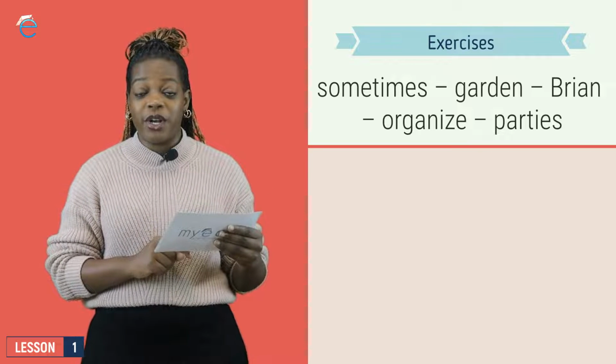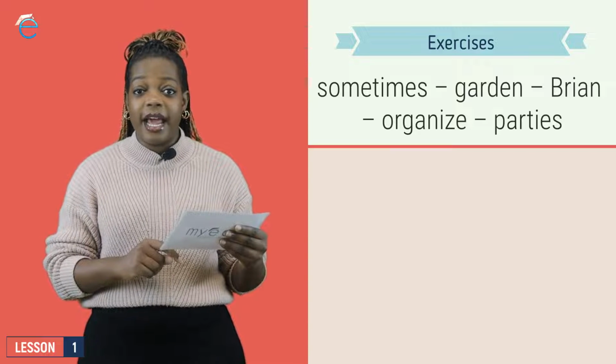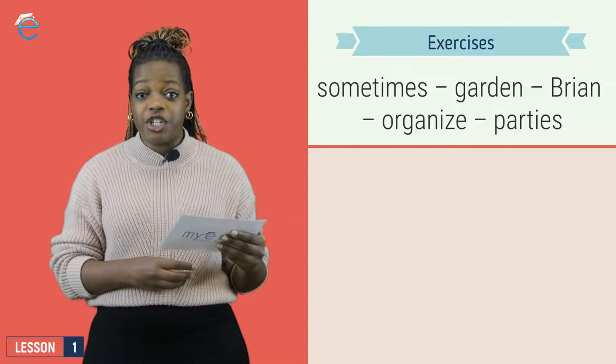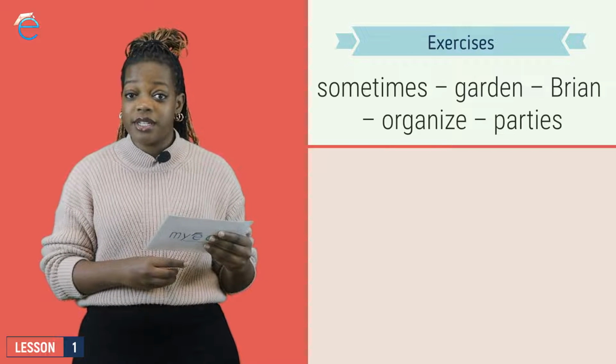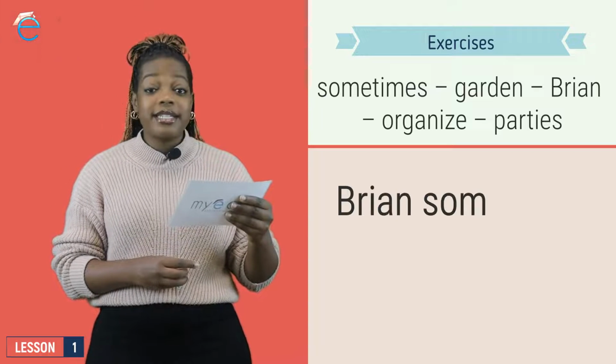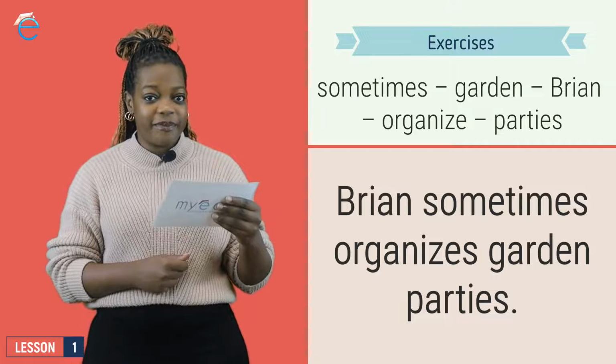Number 2, sometimes Garden, Brian organize parties. Sometimes is also a clue here. It shows us something that can happen occasionally. For occasional situations, again, we use simple present tense. Brian sometimes organizes garden parties.